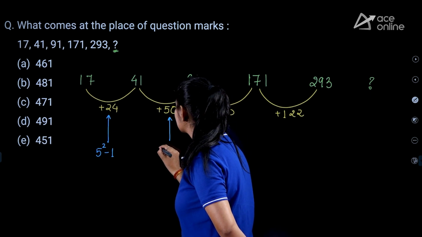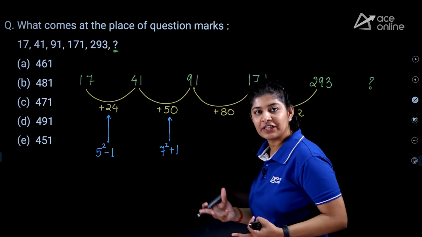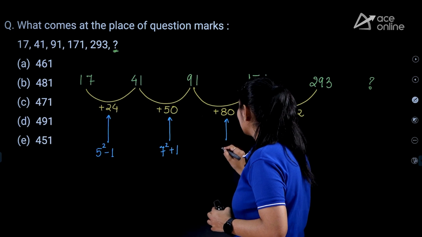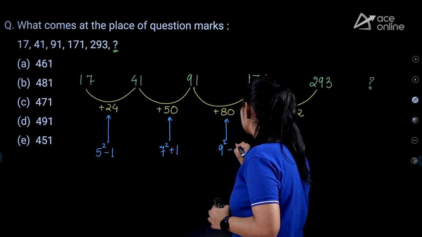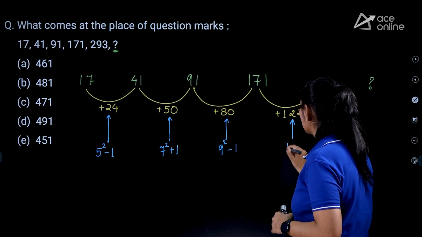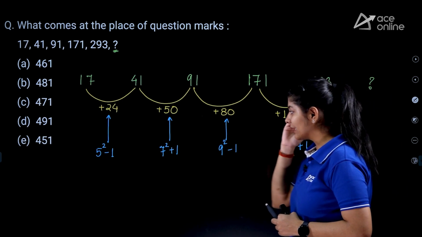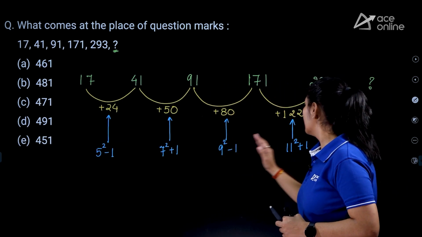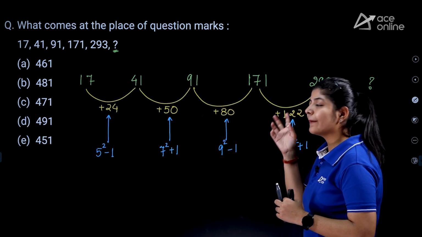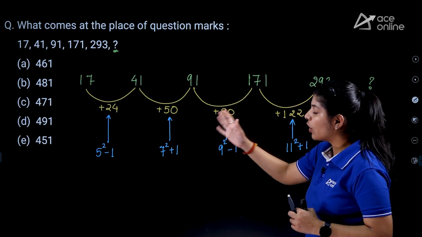This is 7 square plus 1. 7 square is 49, and 49 plus 1 is 50. Here it is 9 square minus 1. For this one, we can say that this is 11 square plus 1. So this is a pattern of odd number squares, but with plus minus 1 in the consecutive terms.